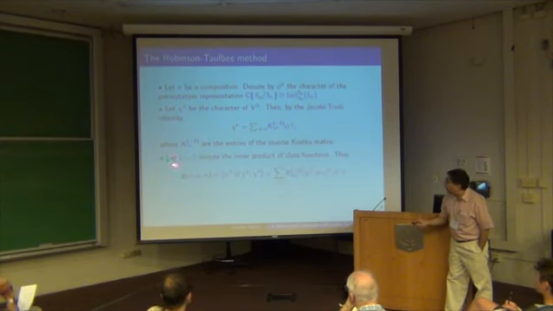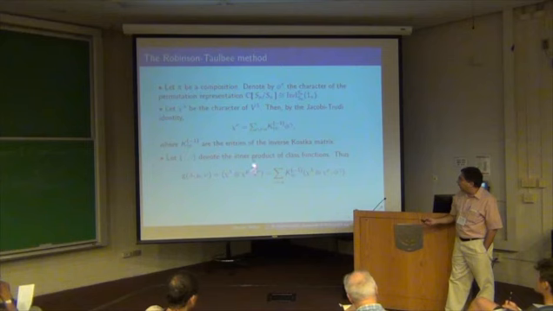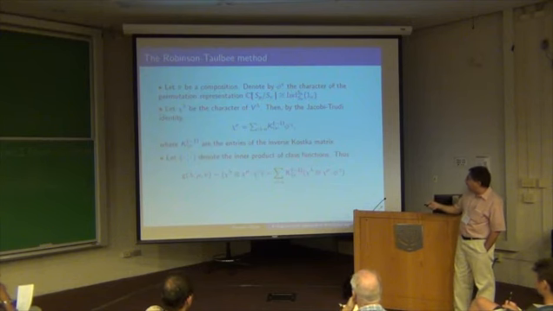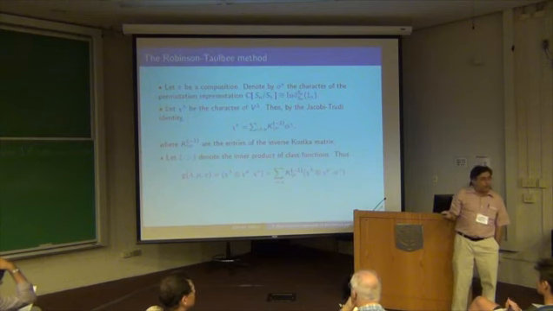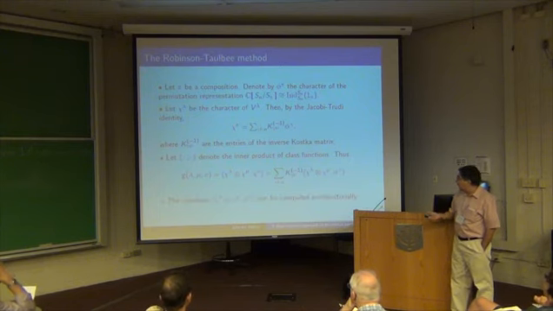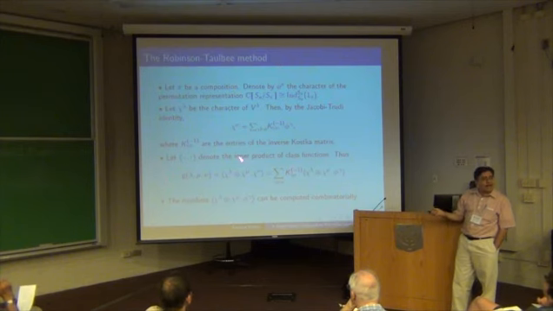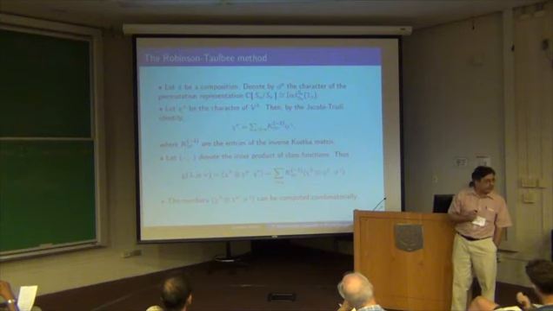And then if we use this notation for the inner product of class functions, you have that the Kronecker coefficient is this inner product. And then if you expand chi_nu as a linear combination of the permutation characters, you have by linearity this formula here. And the idea of Robinson and Taulbee is that this number can be computed combinatorially. So, in other terms, the Kronecker coefficient is an alternating sum of combinatorial numbers.